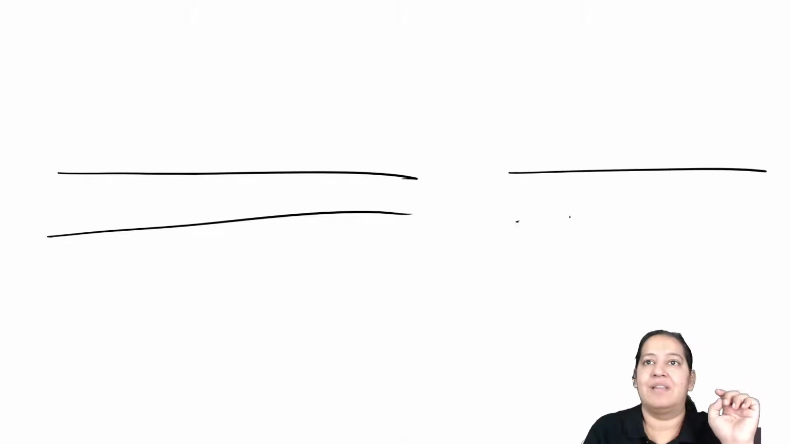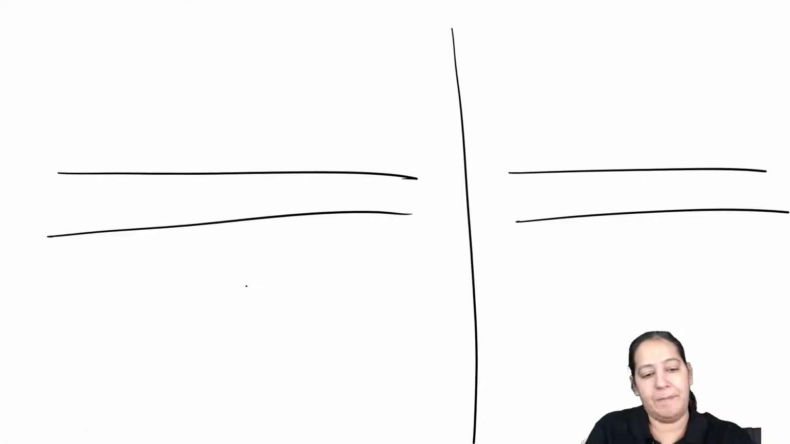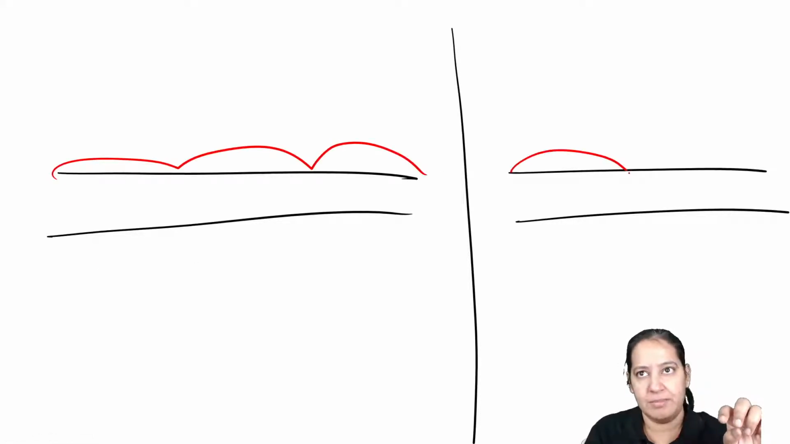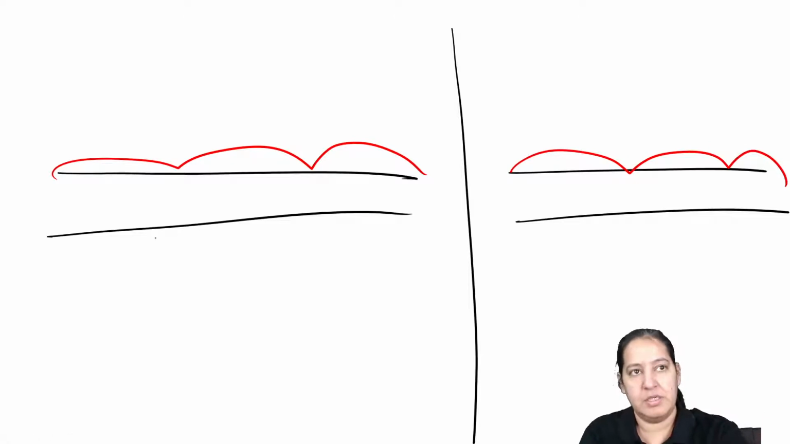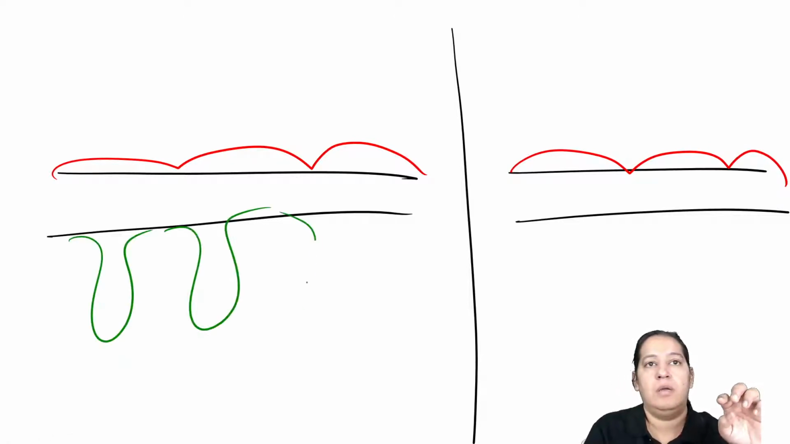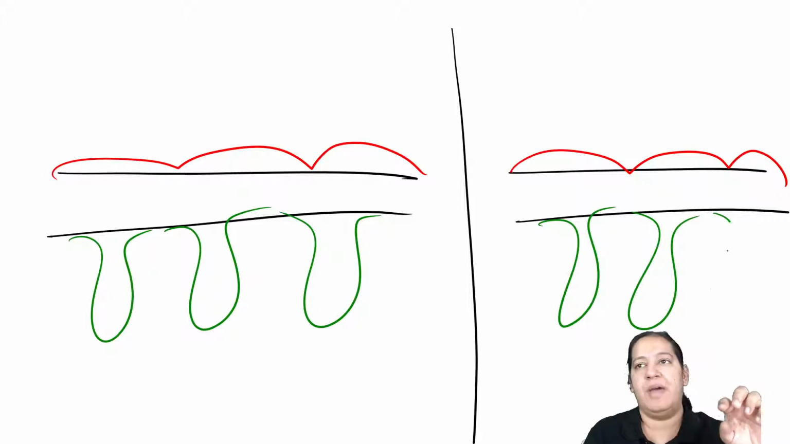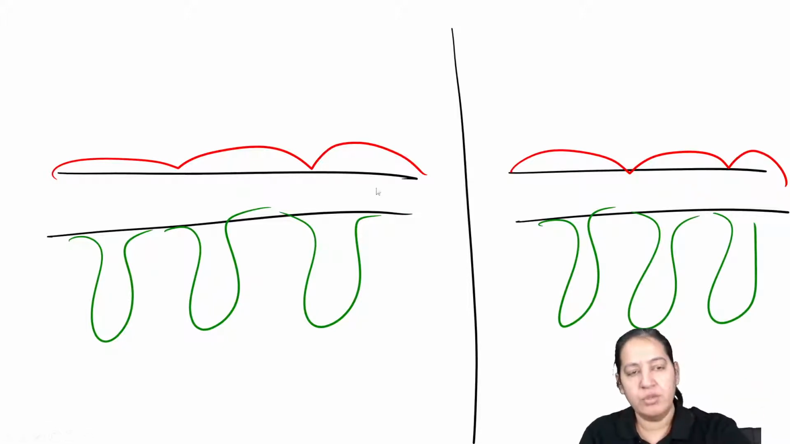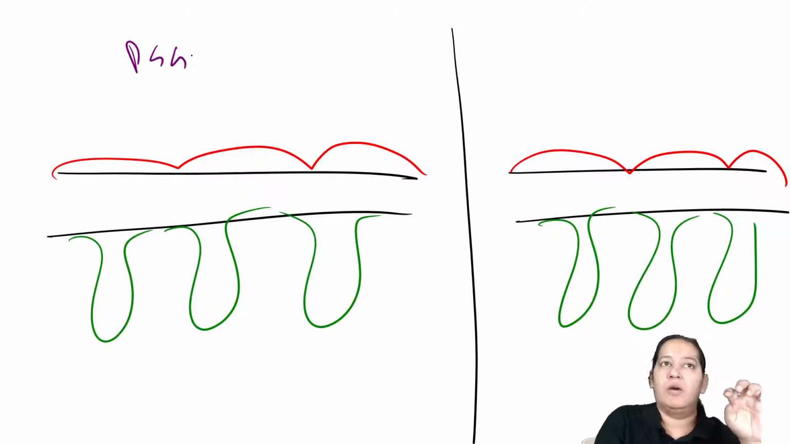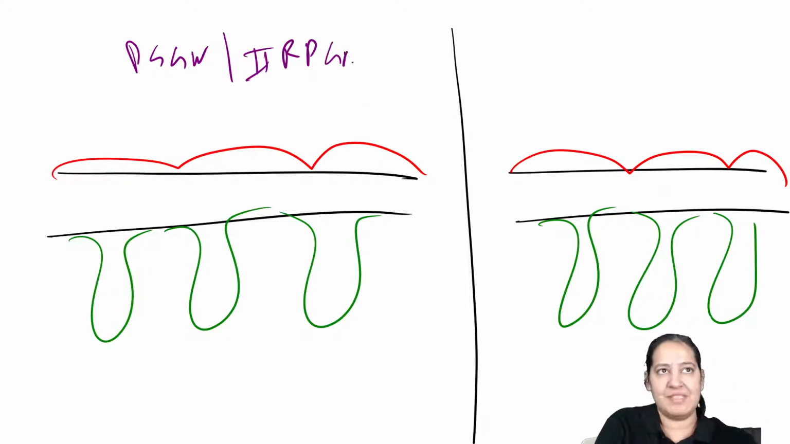In the PSGN, the first one, the PSGN or type 2 RPGN, right? Okay, let me draw it. I want to explain something here, the last concept. So you can appreciate the filtration barrier, right? I have told you that type 2 RPGN is same as that of PSGN.